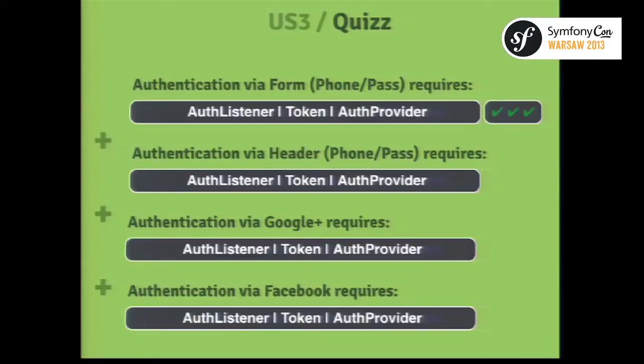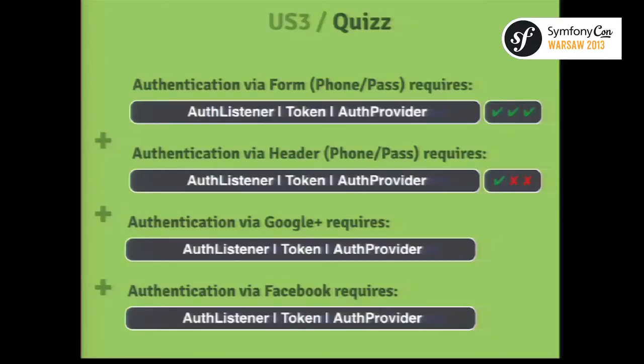And second question, in addition to the previous authentication mechanism, he wants to add an authentication mechanism via header, but with the same data, with the phone number and the password. So, does it require these three concepts? Only a new authentication listener? Okay. Let's see. You are right, in fact. Why that? Because we can reuse the token and the authentication provider of the previous authentication mechanism. But for the authentication listener, we have to retrieve the data no more from the request body, but from the request headers. So we have to create only an authentication listener.